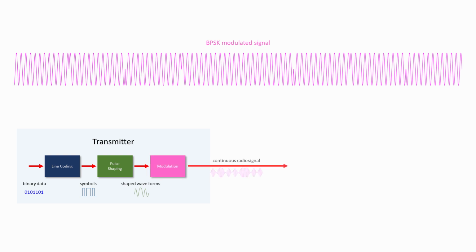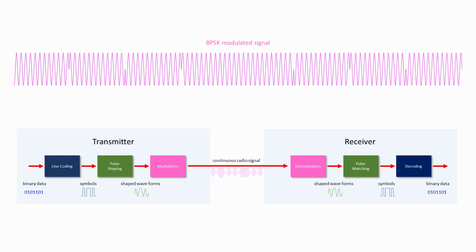The problem stems from the discontinuities in the wave. Sudden changes of phase result in sudden changes of amplitude, and these have a big impact on the range of frequencies occupied by the signal. For that reason, modern digital communication systems often include pulse shaping to limit the bandwidth of the transmitted signal. Pulse shaping is applied to the baseband signal after line coding, but before modulation.